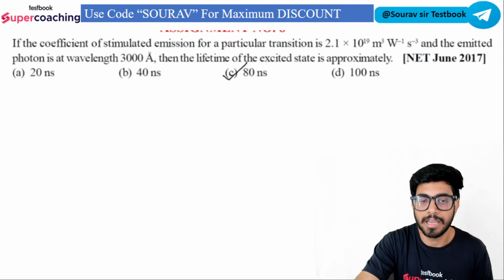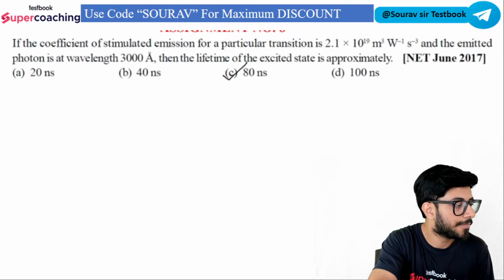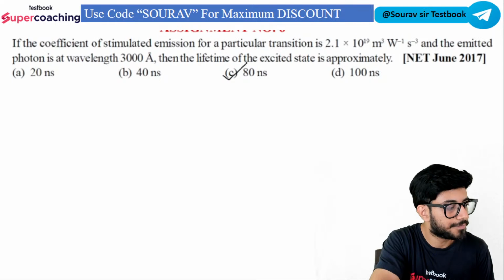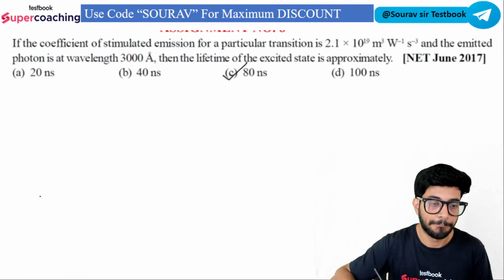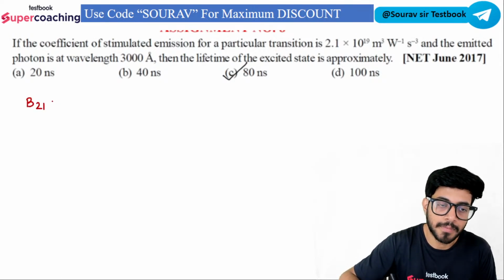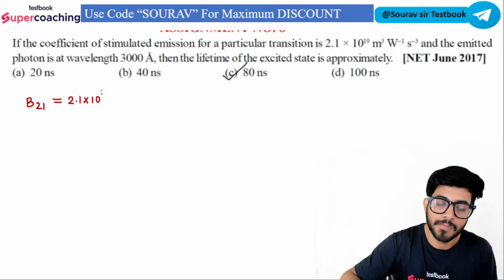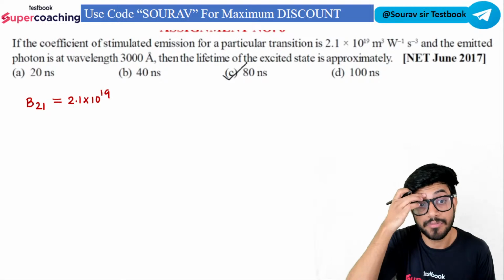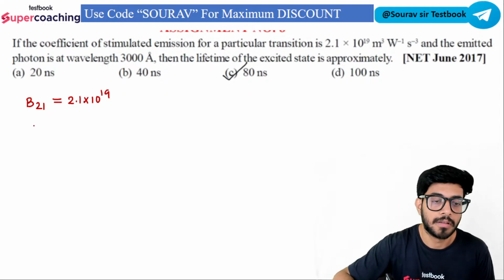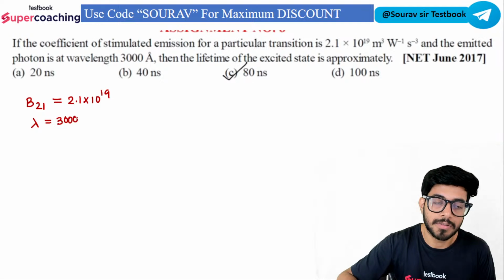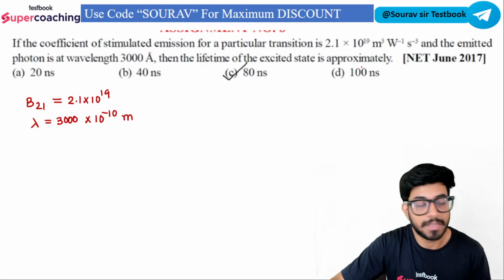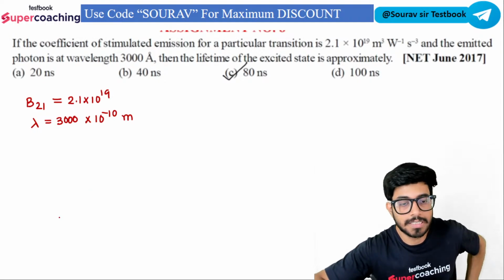If the coefficient of stimulated emission, B21, is 2.1 times 10 to the power of 19, all given in SI, and the emitted photon is at a wavelength 3000 angstrom, then the lifetime of the excited state is approximately equal to what? So it's easy.